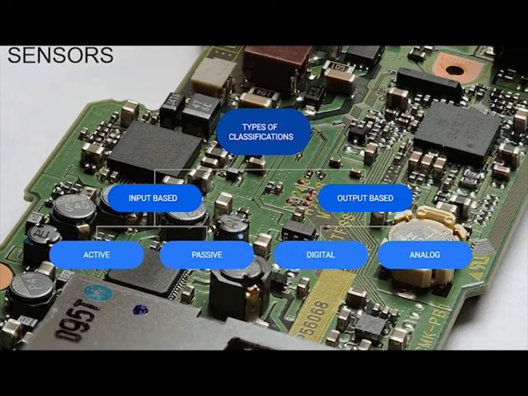Now coming to digital sensors or electronic sensors in which the data transmission to other electronic devices takes place digitally. They produce an output of either 0 or 1, that is low or high. Examples are PIR sensor and IR sensors.